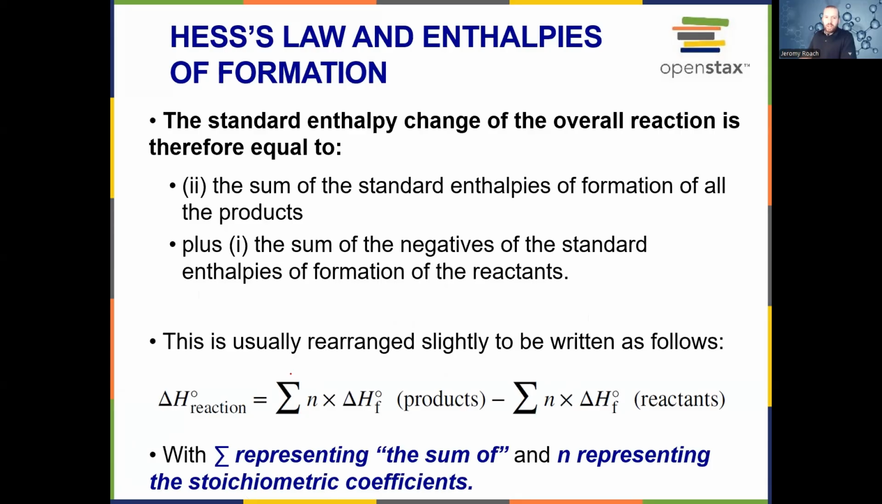So when we have the sum here, this is summation notation. This means the sum of, and n is the stoichiometric coefficients in front of that. And we're going to multiply by the standard state enthalpy of formation of the products. And we're going to subtract the sum of the coefficient times the standard state enthalpy of formation of the reactants.